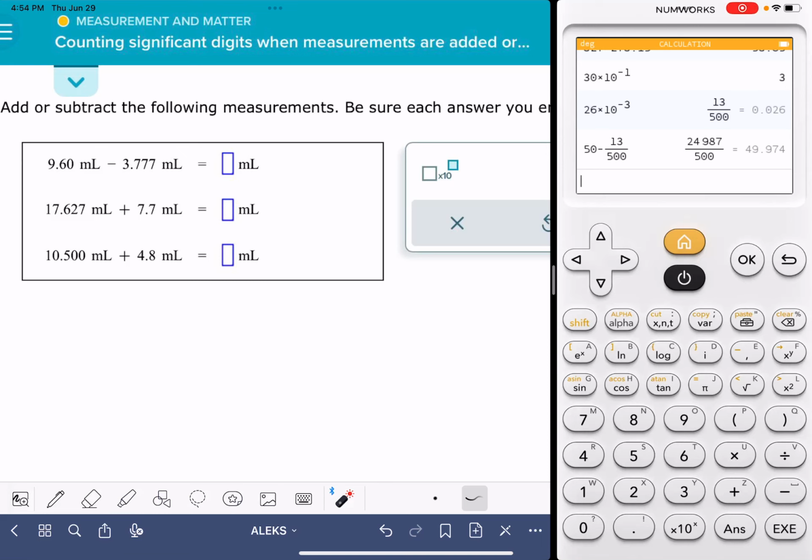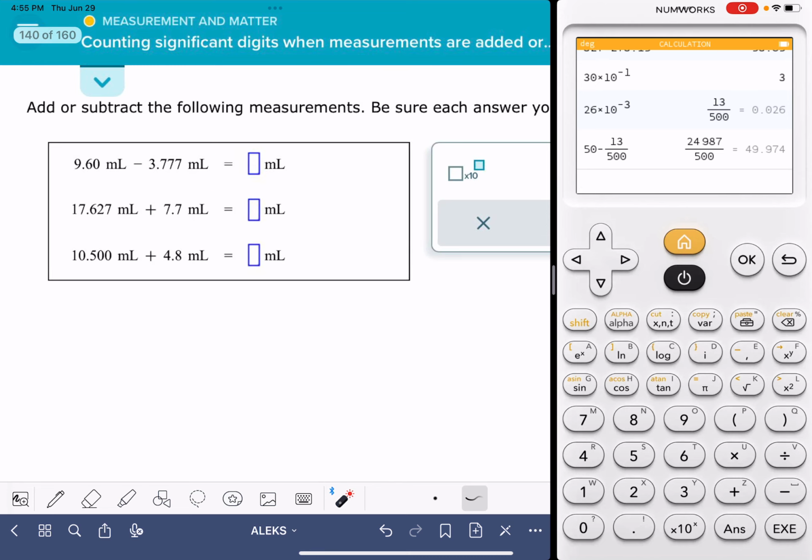In this video, I'll show you how to solve the ALEKS problem called counting significant digits when measurements are added or subtracted. To solve this type of problem, we're going to be doing either addition or subtraction problems, reporting our answer to the correct sig figs.